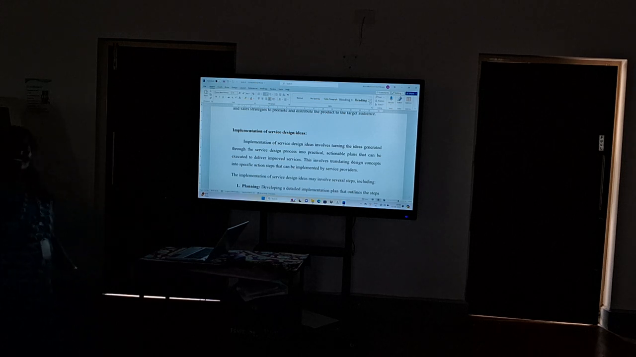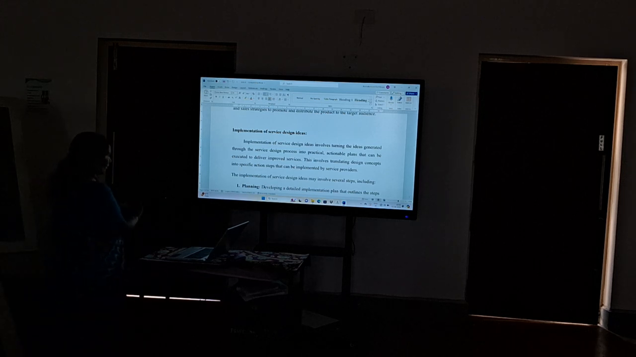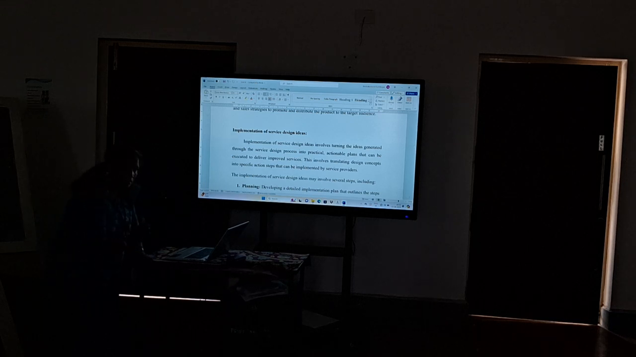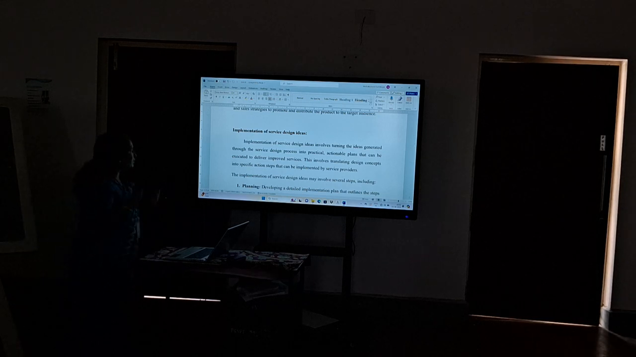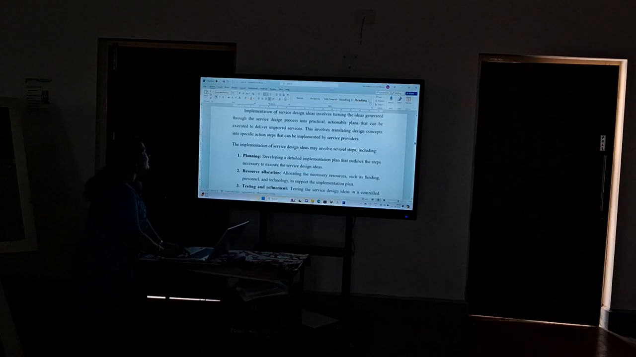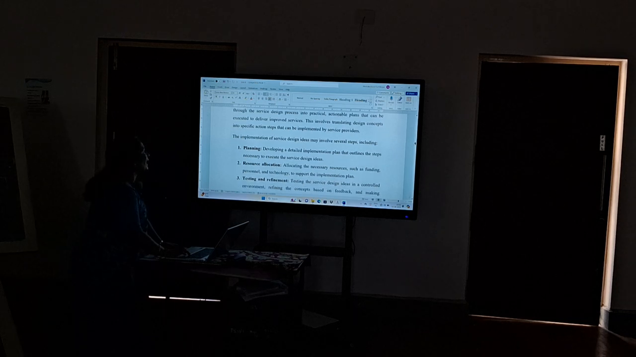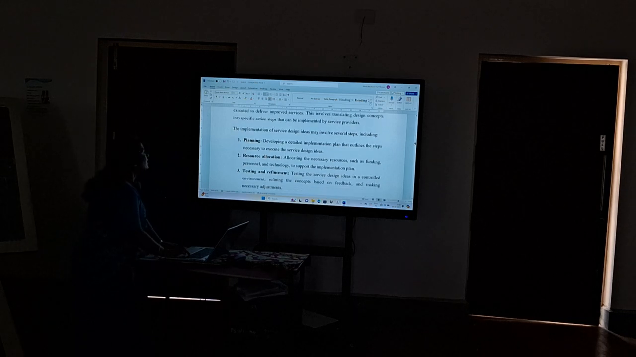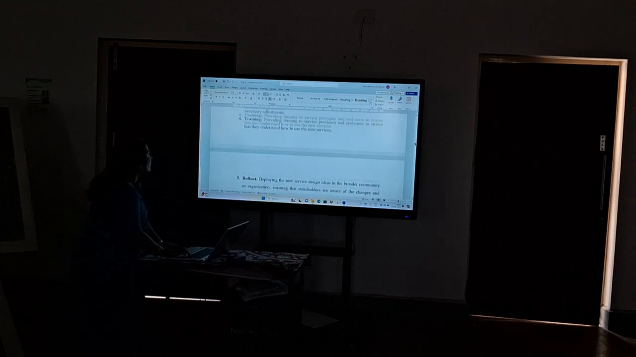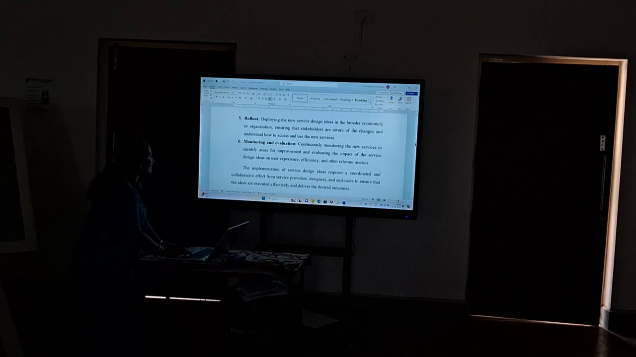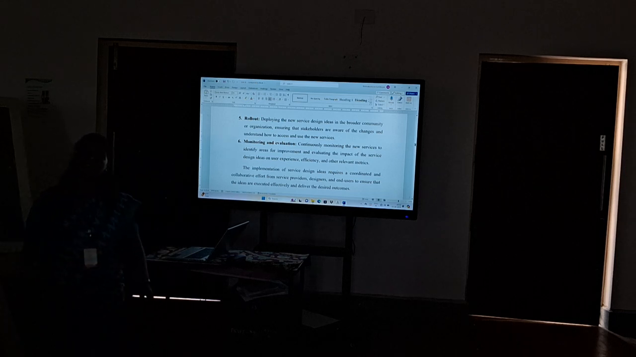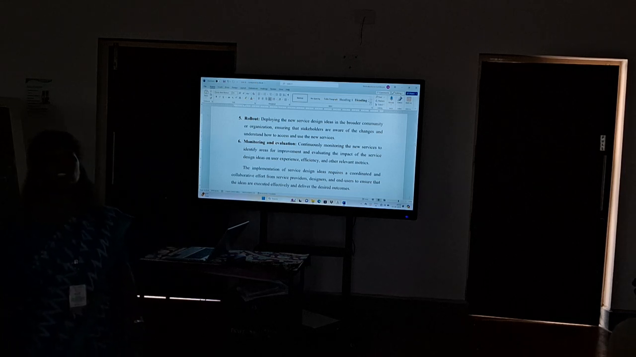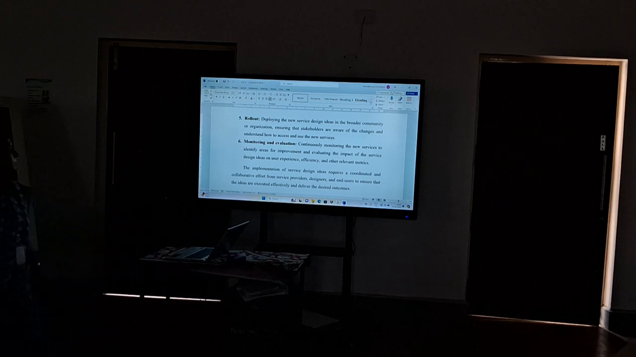When you are testing the prototype, if it is a product, the testing should be of one kind. If it is a service, the testing should be of a different kind. So that is very important. The implementation of service design ideas may involve several steps. In service design we follow some steps: planning, resource allocation, testing and refinement, training, rollout, monitoring and evaluation. These are the steps used exclusively for service based designs. Okay.